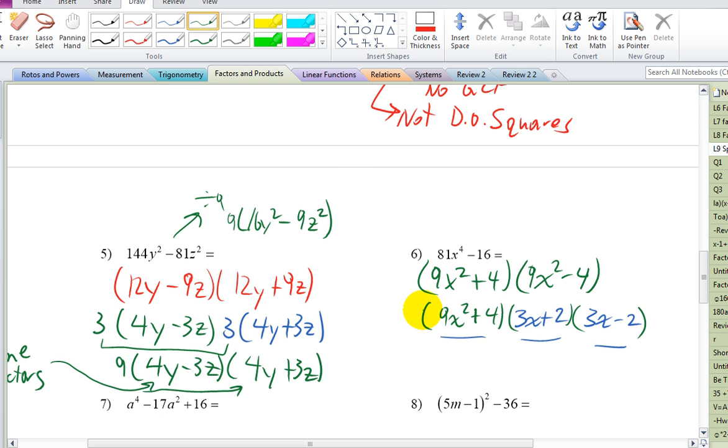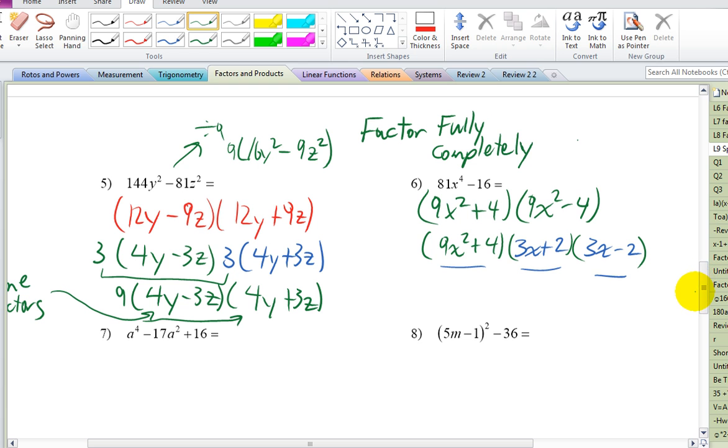So these two questions and the next two will be under the factor fully section or completely section. That means you got to do several steps. Okay, so don't just stop early. You're going to have to do several factoring types. They're worth lots of marks. Try GCF first, okay? Ashley?